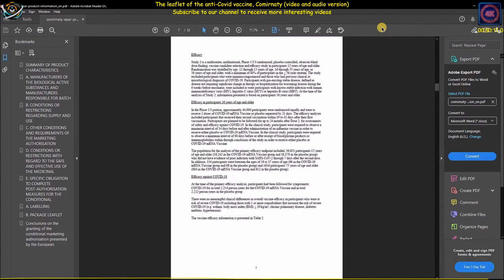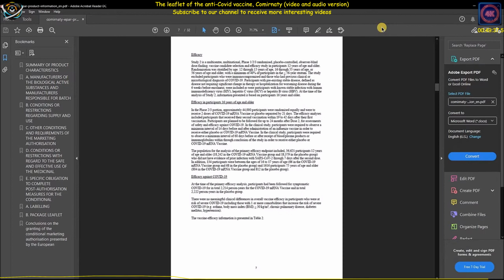Efficacy. Study 2 is a multi-center, multinational, phase 1/2/3 randomized, placebo-controlled, observer-blind dose-finding, vaccine candidate selection and efficacy study in participants 12 years of age and older. Randomization was stratified by age, 12 through 15 years of age, 16 through 55 years of age, or 56 years of age and older, with a minimum of 40% of participants in the greater than or equal to 56-year stratum.